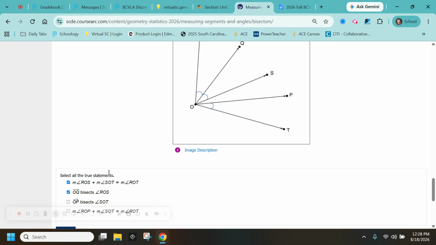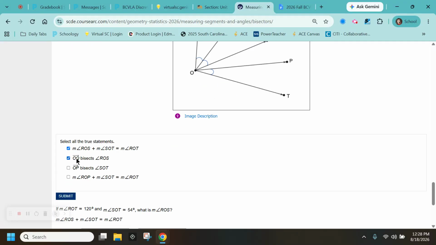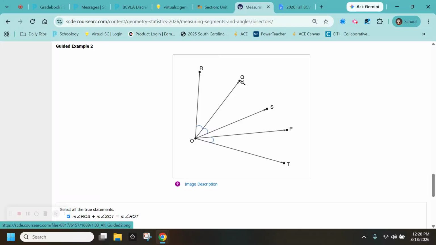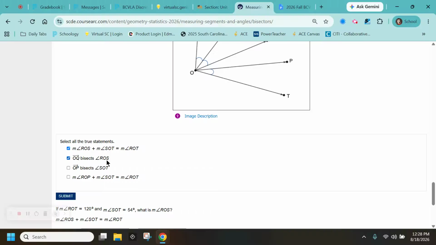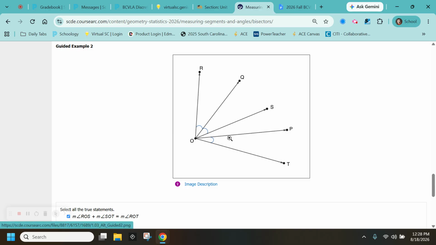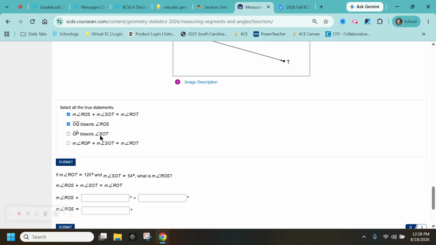For this one here, select all true statements. The measure of angle ROS and angle SOT equals the entire angle ROT. That is true. That is angle addition. OQ bisects angle ROS. They each have one hash mark, meaning they are congruent, so that is a bisector. OP bisects SOT. Notice that there is no hash mark on this smaller angle here, so they are not the same. That is not a bisector.